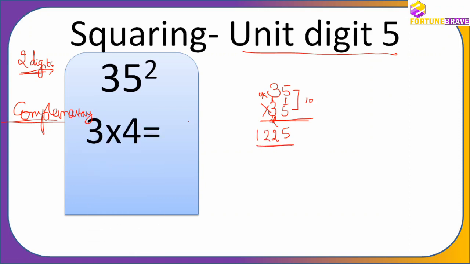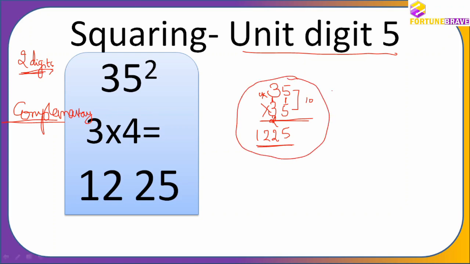So that is what we are going to do. 3 into 4, I am going to write 12 here. Right, 3 into 4 is 12 here. We have done it already, and 5 into 5 is 25. And now you have to remember 5 into 5 will always be 25. So you are not going to do this thing. We are going to directly write it.